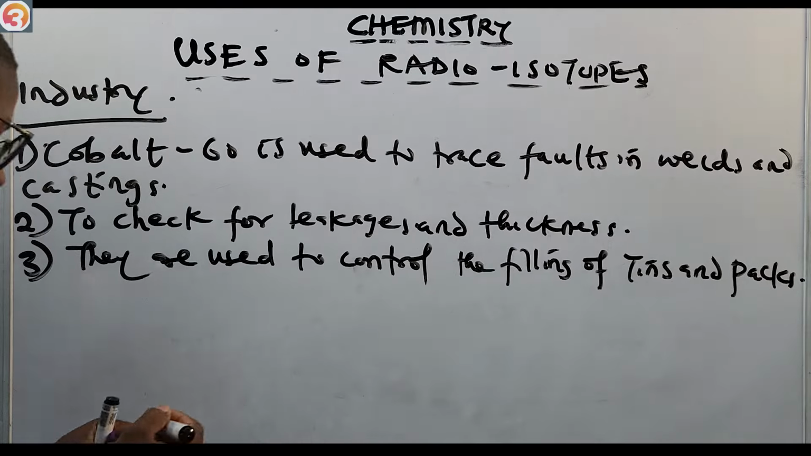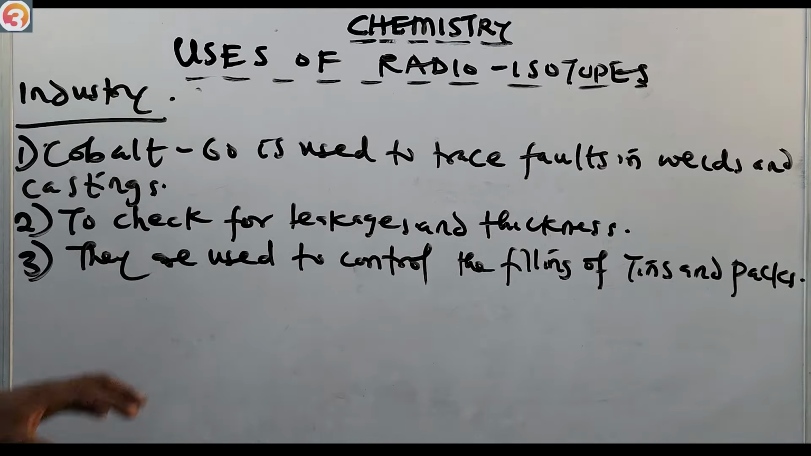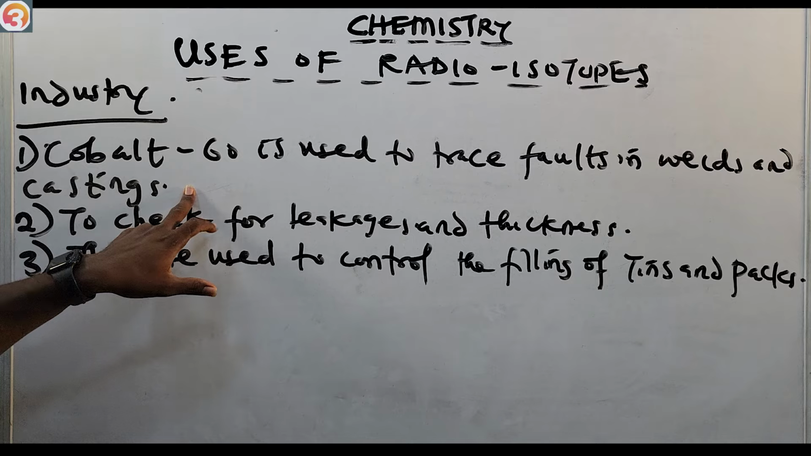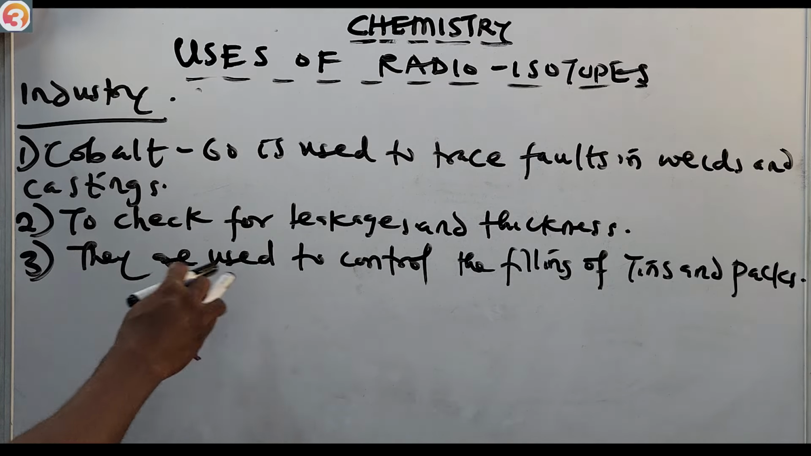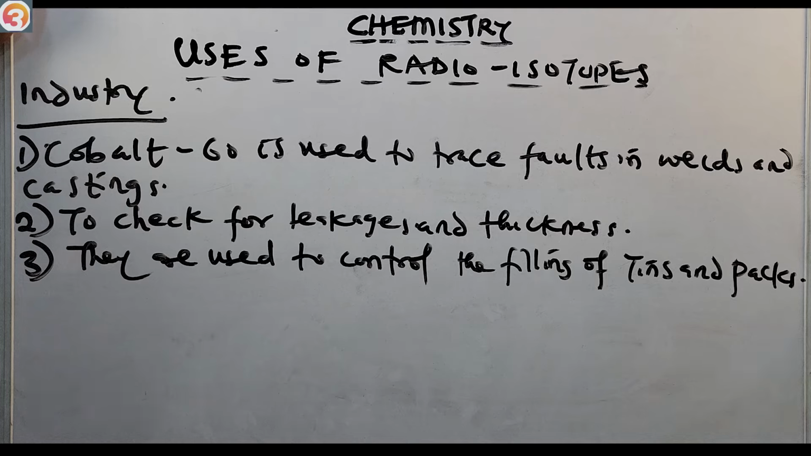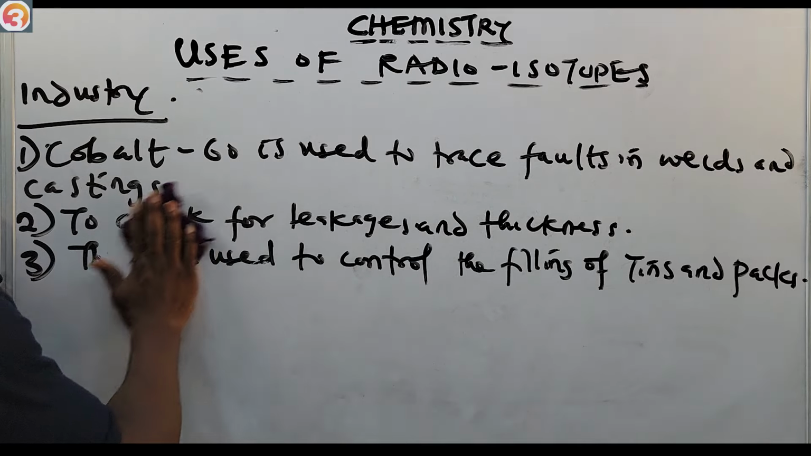Okay, so these are the areas where radioisotopes find application in industry. Cobalt-60 to trace faults. This one is very, very important. Cobalt-60 is used to trace faults in welds and castings, to check for leakages and thicknesses, and they are also used to control the filling of tins and packs.